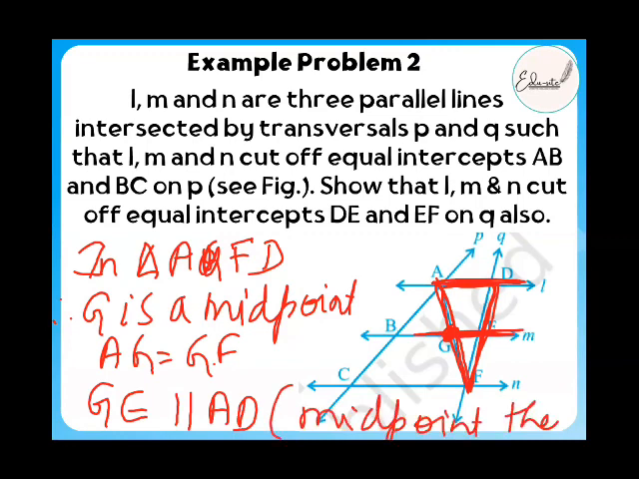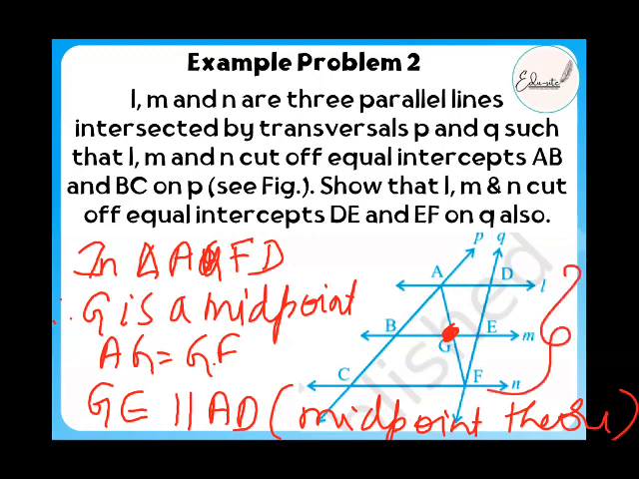Midpoint theorem. If GE is parallel to AD, then this remaining E... Do you know where E stands? E stands in FD. Where is FD? E is here, on FD, right? So E is also the midpoint. If G is a midpoint, then E should also be the midpoint in the triangle, right? So E is the midpoint. If E is the midpoint of DF, then ED is equal to EF. That's all. Khatam. Understood?